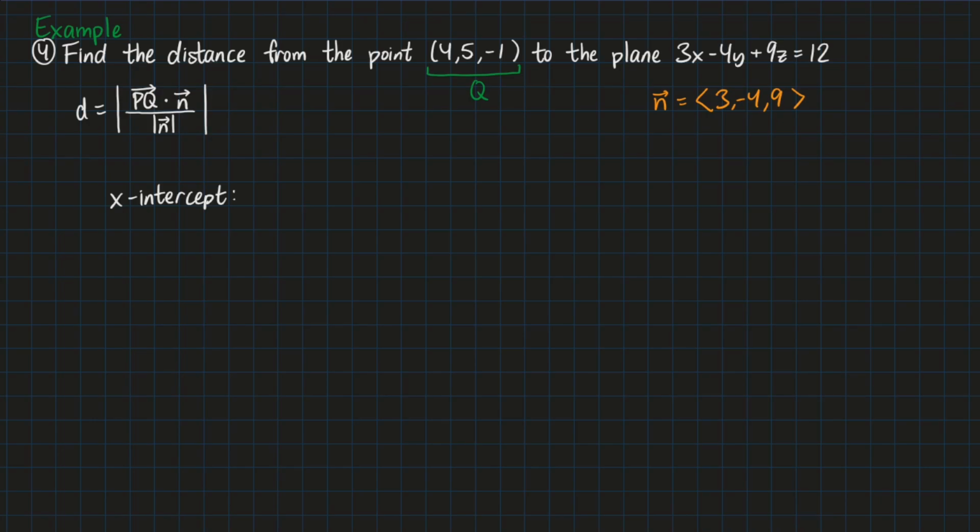So if we do that, our equation is 3x equals 12, which means x equals 4 when y equals 0 and z equals 0. So a point on the plane is (4, 0, 0). We can call this point P, which is the start of the vector. And we can get vector PQ by subtracting the components of vector P from the components of vector Q. So 4 minus 4 is 0. 5 minus 0 is a 5. Negative 1 minus a 0 is a negative 1.